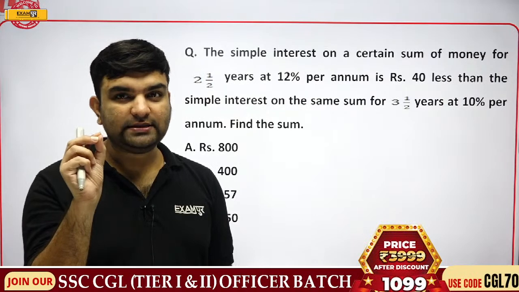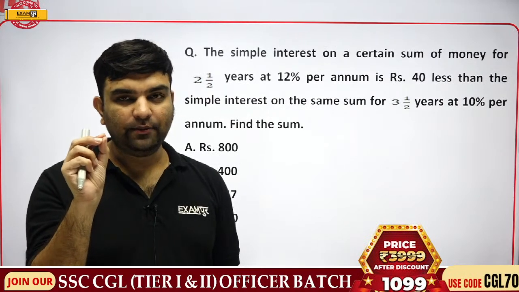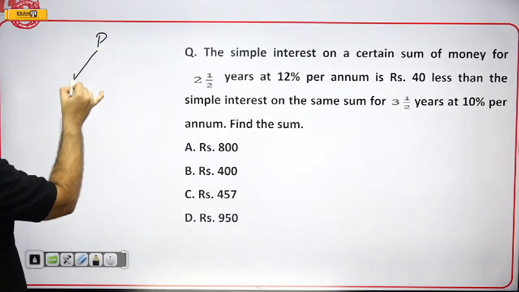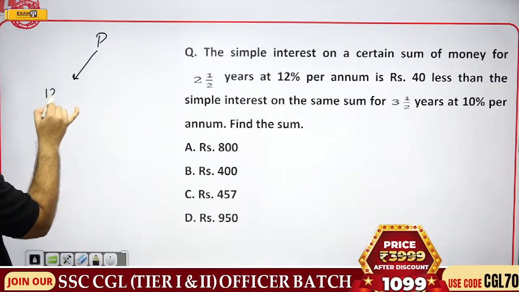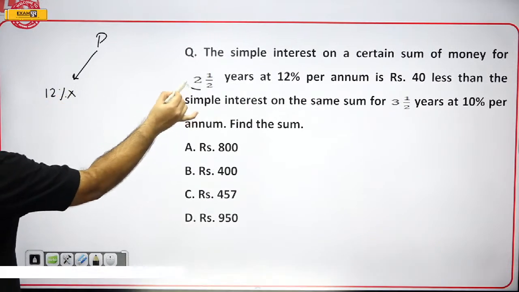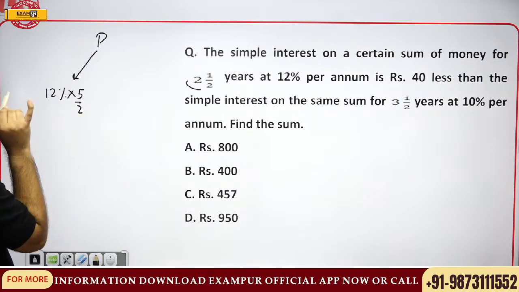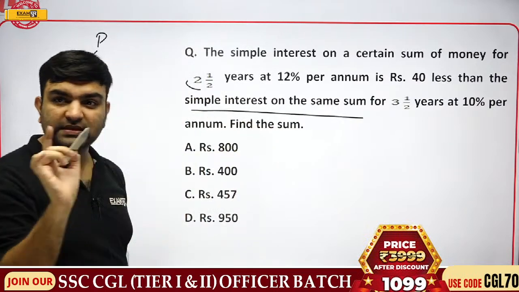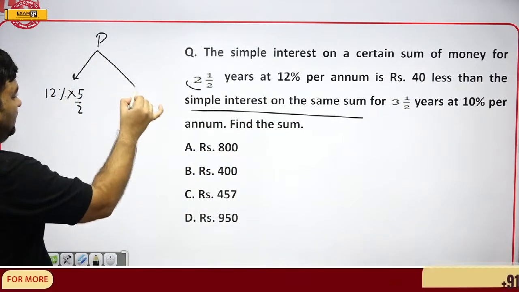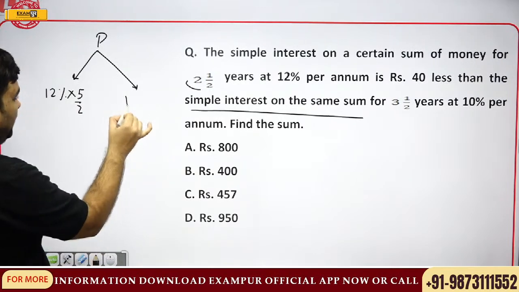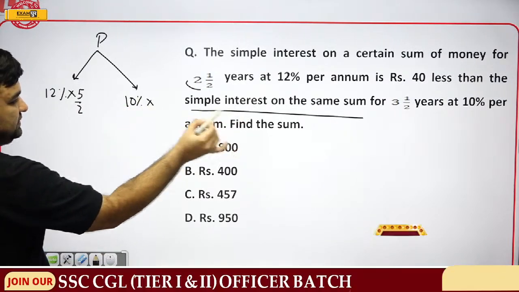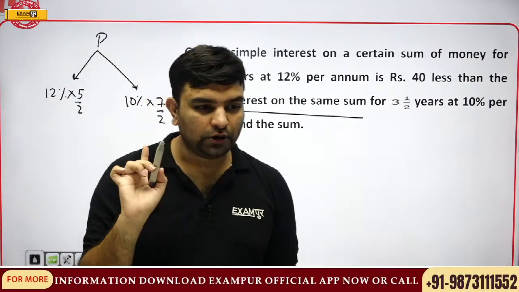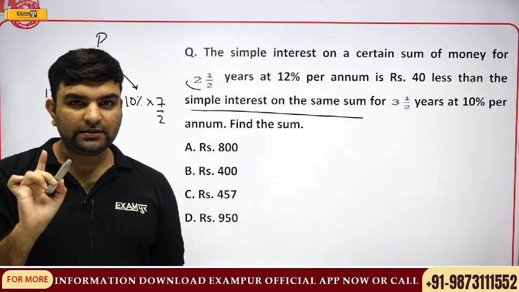Simple interest on a certain sum of money. Let the principal be P, with the rate of 12% for 5 by 2 years. And the simple interest on the same sum, meaning the same principal, with the rate of 10% for 7 by 2 years. Principal is the same in both the cases.